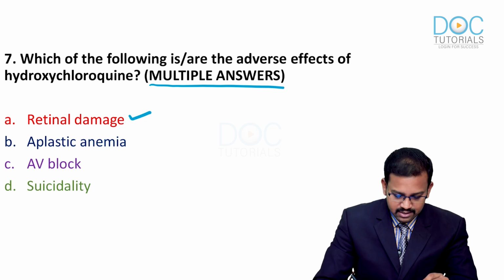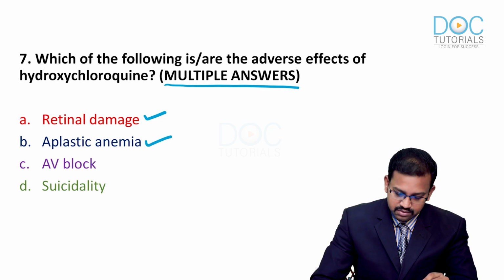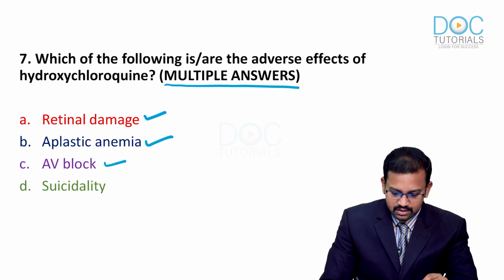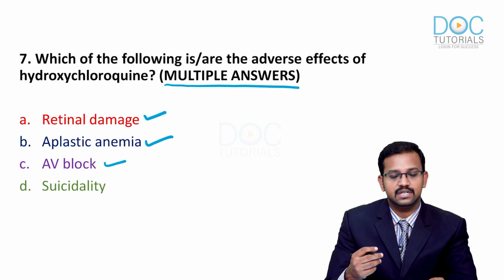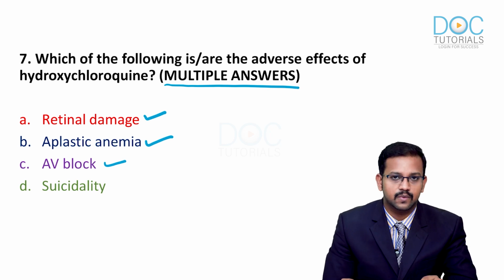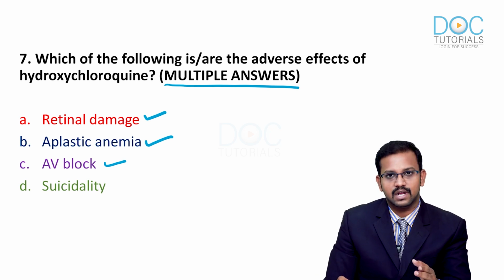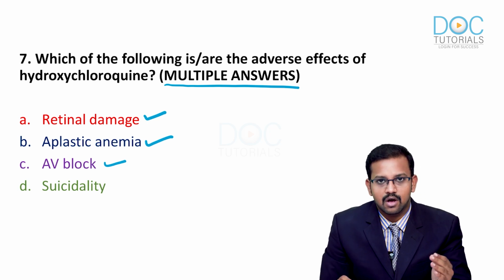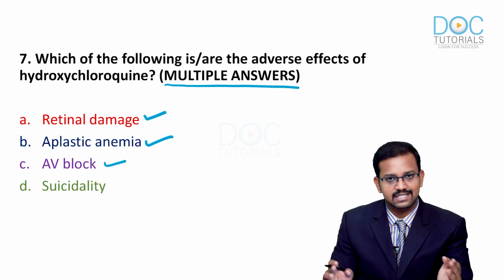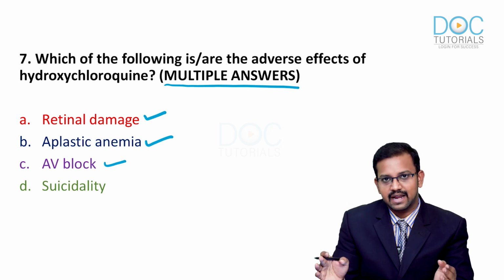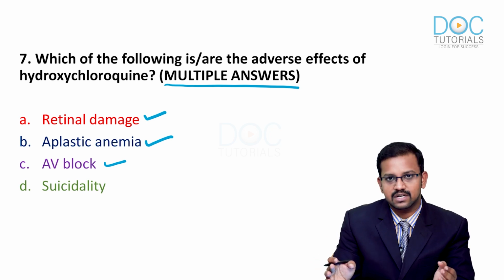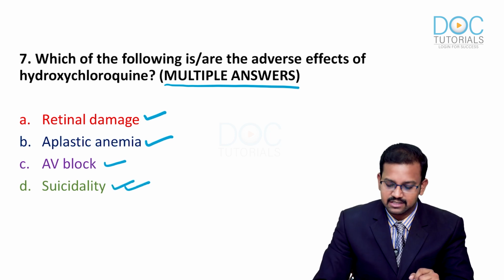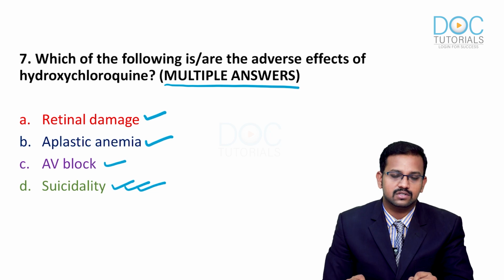Aplastic anemia, that is possible. Also, agranulocytosis is possible with hydroxychloroquine. AV block is one of the cardiotoxicity symptoms of hydroxychloroquine. What else can we expect, guys? Sick sinus syndrome. We can also expect pulmonary hypertension or QT prolongation. All these are cardiac adverse effects, and these cardiac effects and retinal damage warrant discontinuation of therapy. Suicidality, yes, there is a probability with hydroxychloroquine.